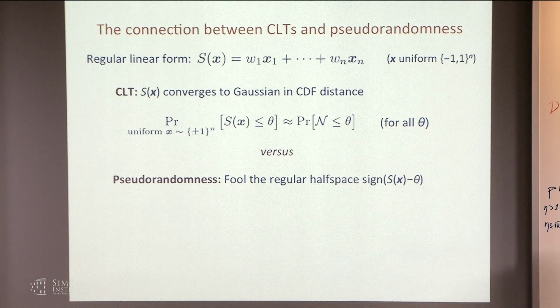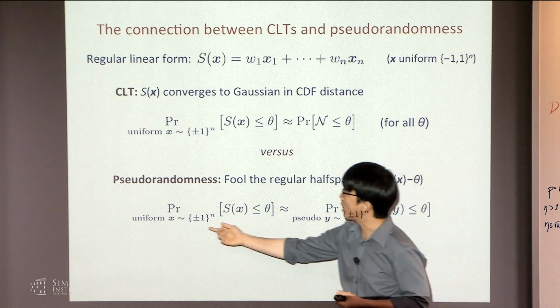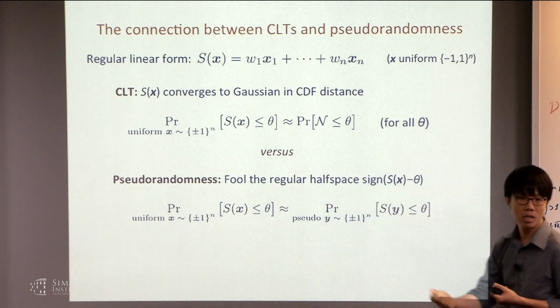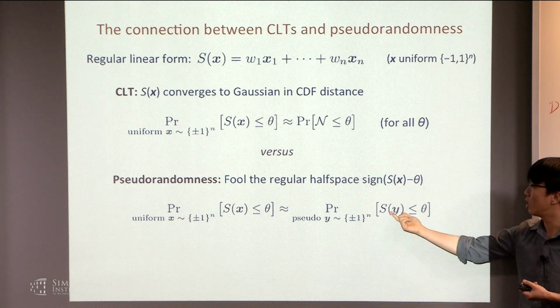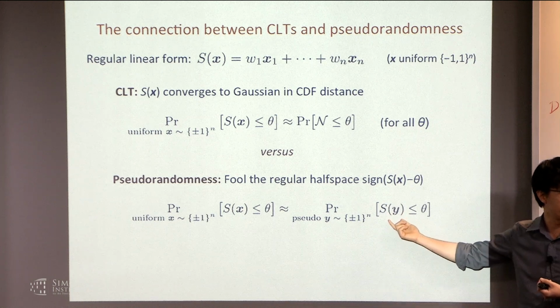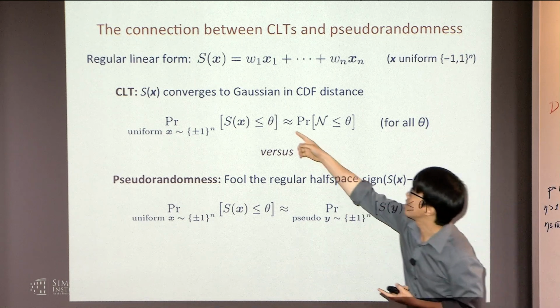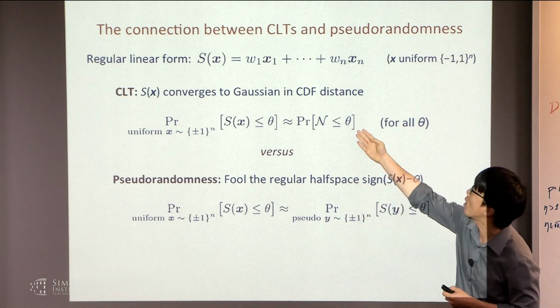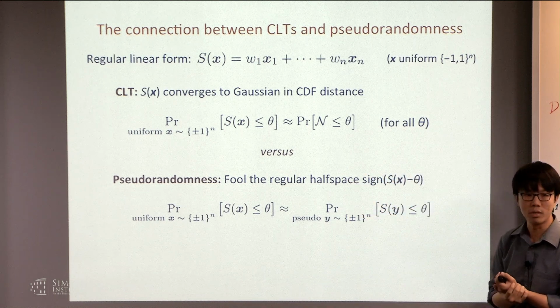What does it mean to fool the linear form sign of S of x minus theta? It means to cook up a pseudorandom variable such that the weight that S of x, where x is uniform, places under theta is roughly the same as what would happen if you fed it pseudorandom bits instead of truly random bits. That's what it means to fool the half space sign of S of x minus theta. So the left-hand sides are the same. In one case, you're comparing it with a Gaussian. In the other case, you're comparing it with a pseudorandom variable.